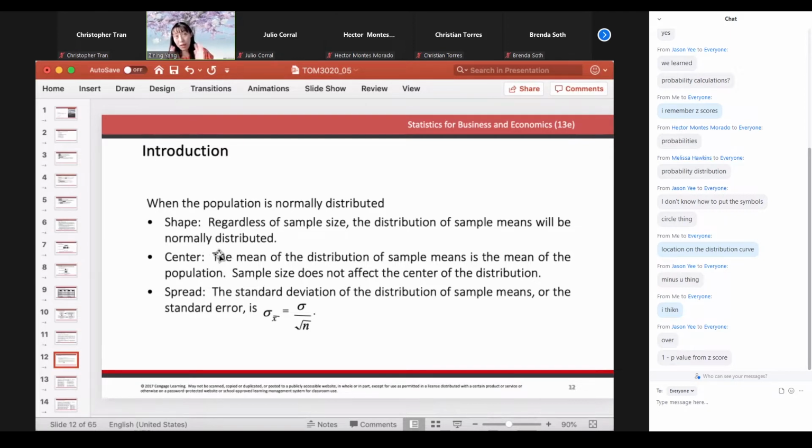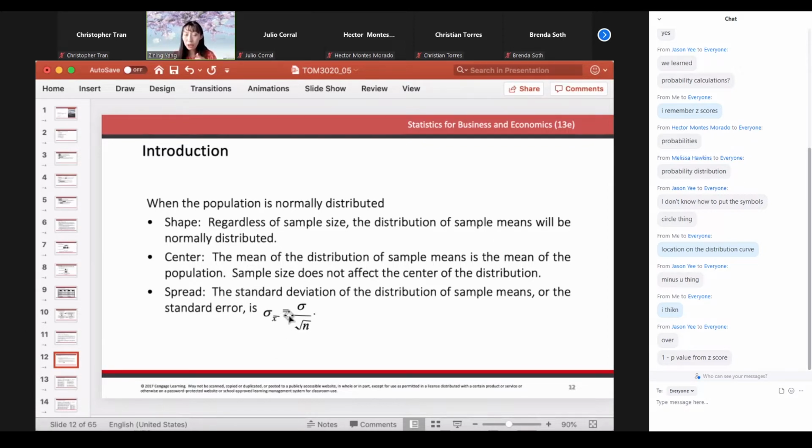So again, just remember this: the mean of the sample means equals the mean of the population. So in your sampling distribution, your center should be the same as your original probability distribution. So that's the easy one. You don't even need to calculate. You just know, okay, it equals the population.